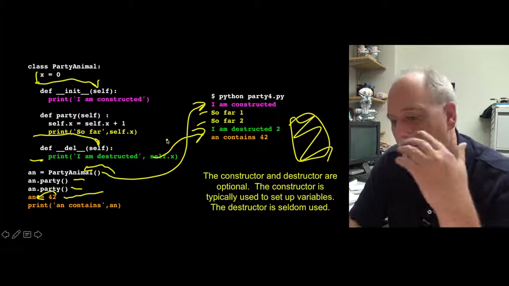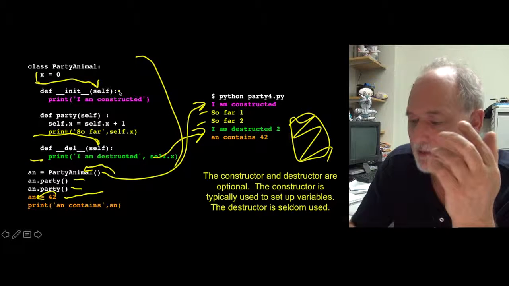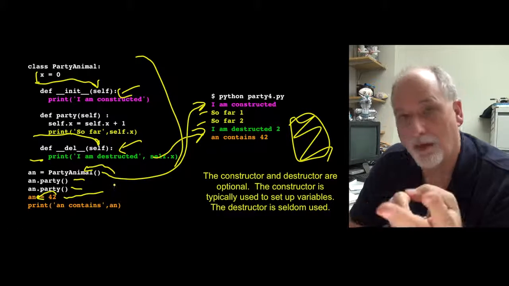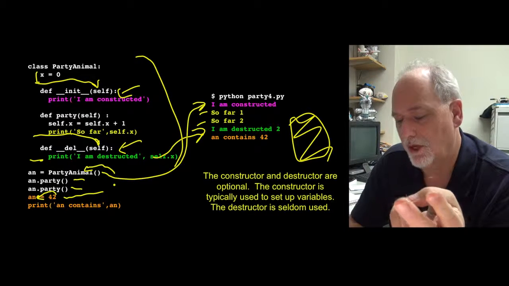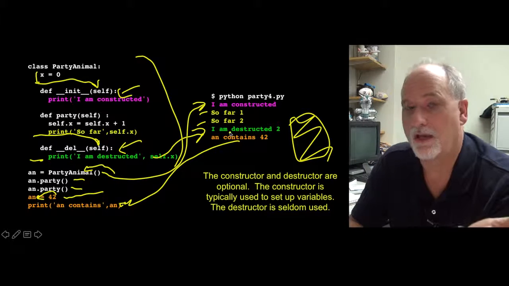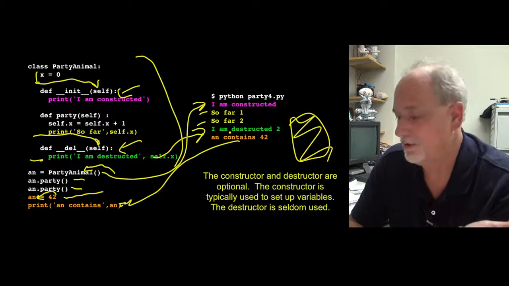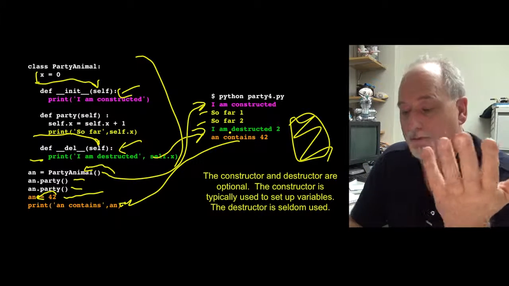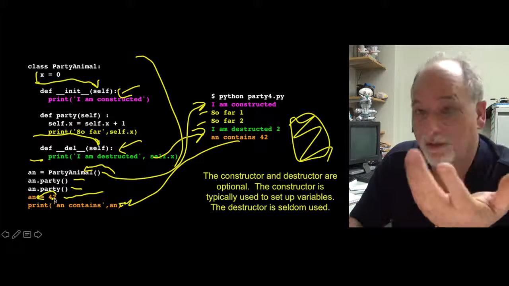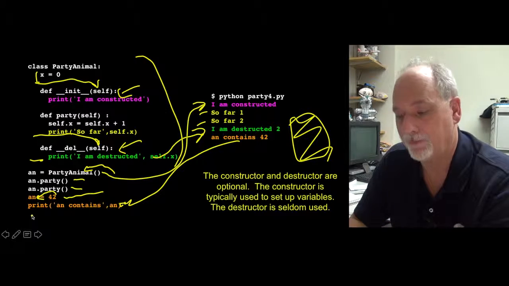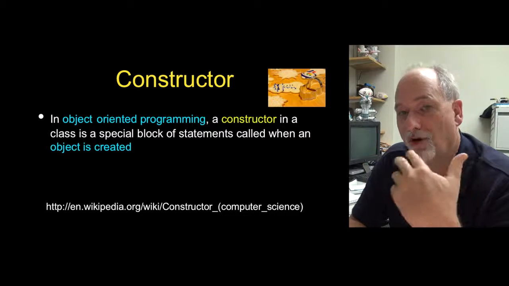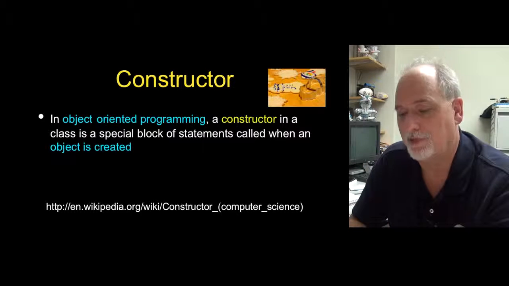So we are allowed, as the builder of these objects, to add these little chunks of code that say, I want to be involved at the moment this object is created, and I want to be involved at the moment that this object is destroyed. Now, in this last line, an is no longer a party animal. An is now an integer. It's got a 42 in it. It's gone. It's been created, it was used, and then it was destroyed. Okay? So you've got to be careful. If you overwrite something, you can sort of throw the object away. So the constructor is a special block of code that's called when the object is created to set the object up.